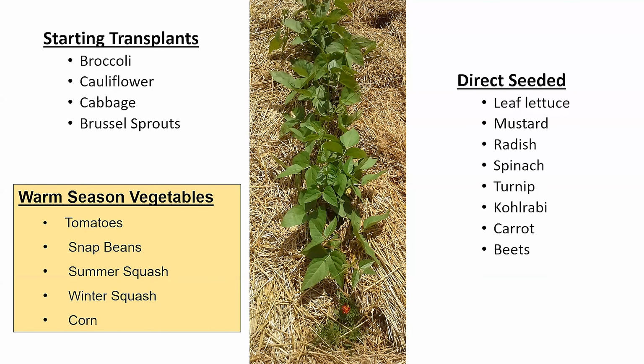Starting transplants in the garden, so these we need to think about even earlier. So broccoli, cauliflower, cabbage, Brussels sprouts. A lot of times we need to start our own because those are not commercially available.